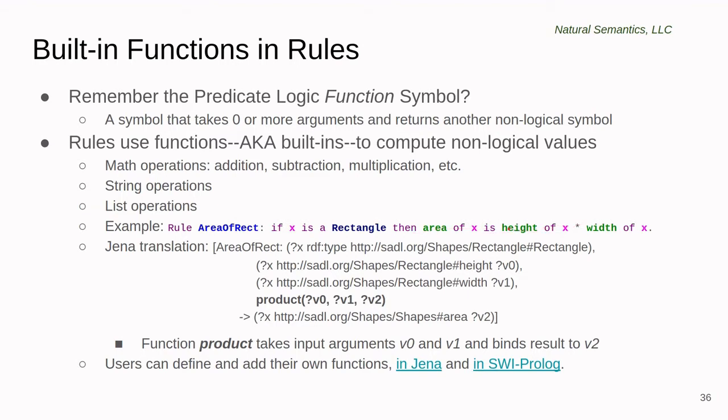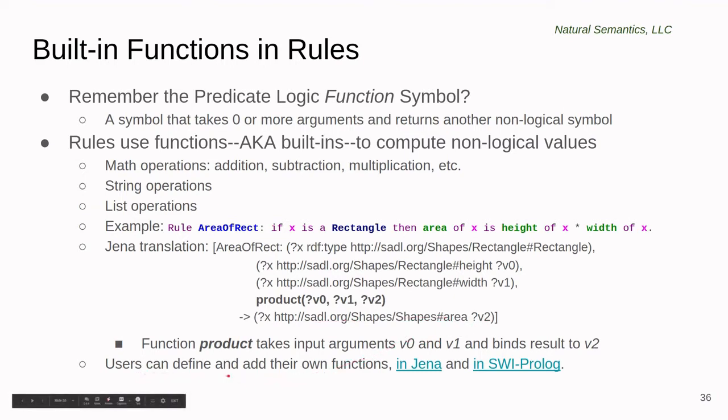So what happens is in the translation, this translates to a built-in. In the Jena rule translation, the rule is given here, and the relevant part is this product of V0, V1, V2. Product takes as inputs V0, which came from the height of our rectangle x, V1, which is the width of our rectangle x, and the product of those two is bound to the variable V2. Then in the conclusion of the rule we can say that our rectangle x has area V2.